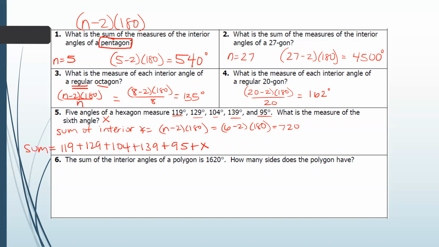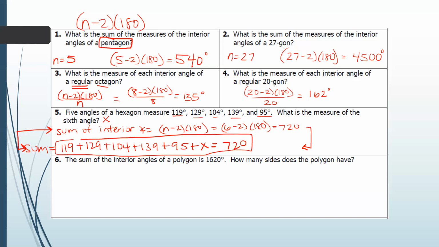Wait a second. These mean the same thing. The sum of the interior angles, and this is the sum of the interior angles. 2 ways to represent the same thing, which means they must be equal. So I can say that this equals 720. Whether I use the equation to find the sum of interior angles or I actually add those angles together, I'm finding the same thing.